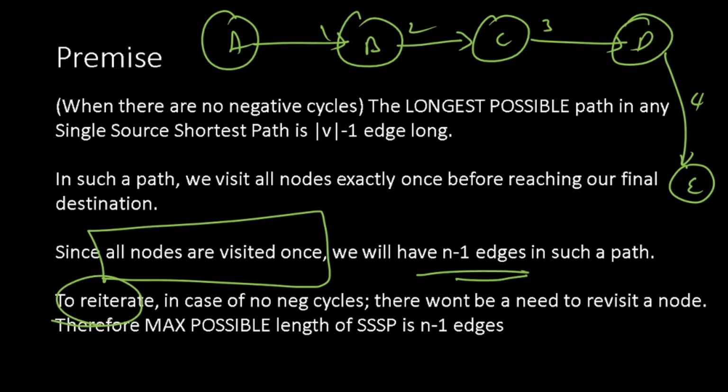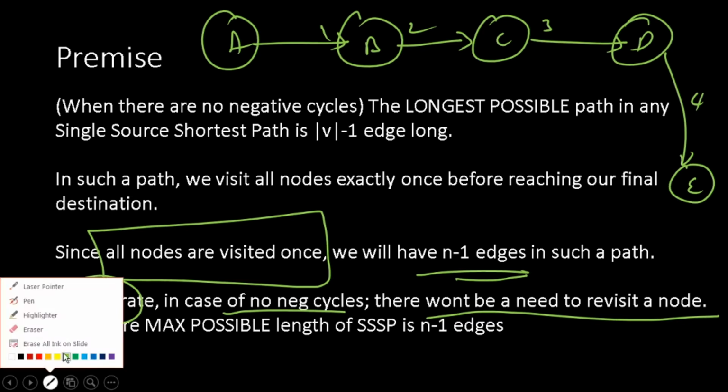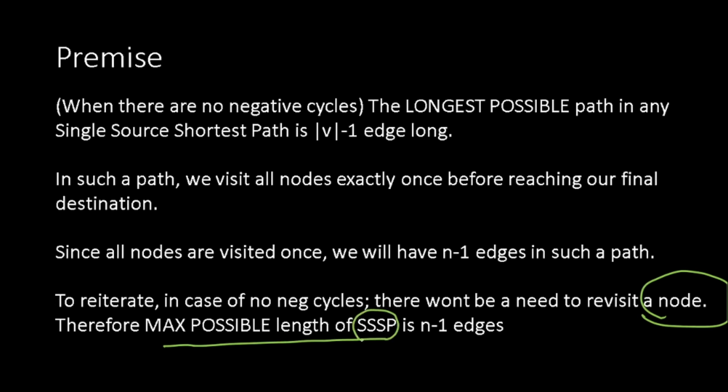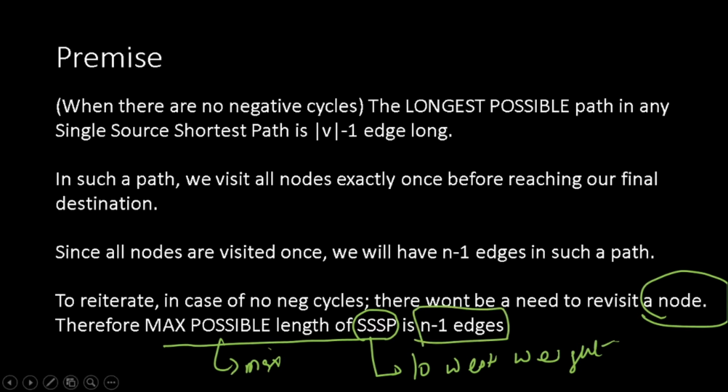To reiterate, if there are no negative cycles, then we won't need to revisit a node. You only need to revisit a node when there is a negative cycle. Otherwise, what's the point of visiting the same node again and again in a single source shortest path algorithm? So in other words, since we won't be revisiting a node, the maximum possible length of any SSSP, which means lowest weight path, this means max length can only be n minus 1 edges. Drill it down into your head. Seriously, this is going to be the heart of this algorithm.